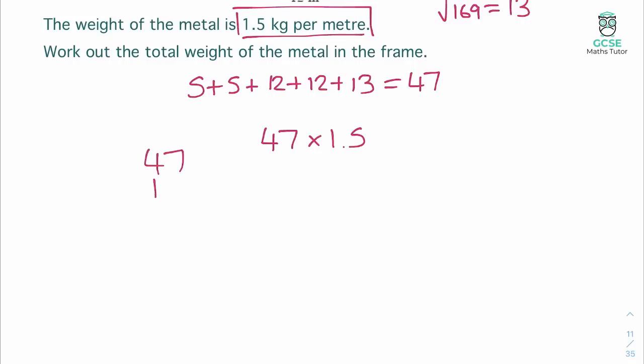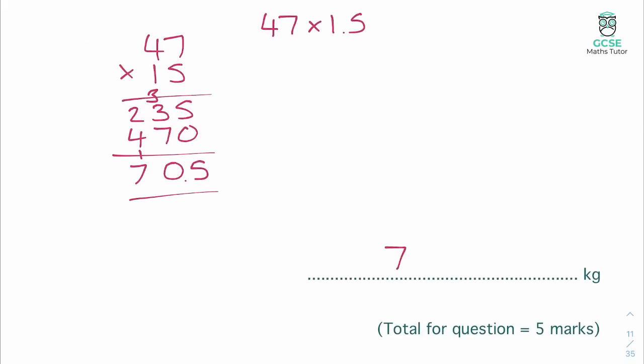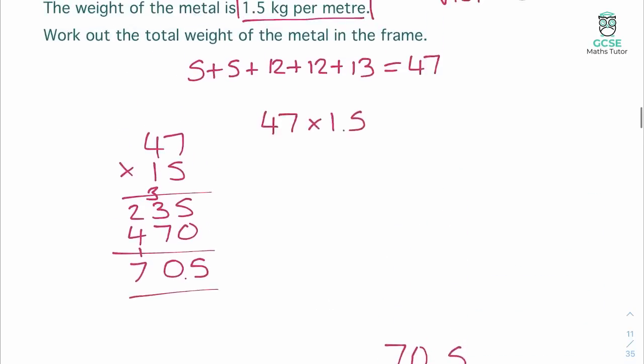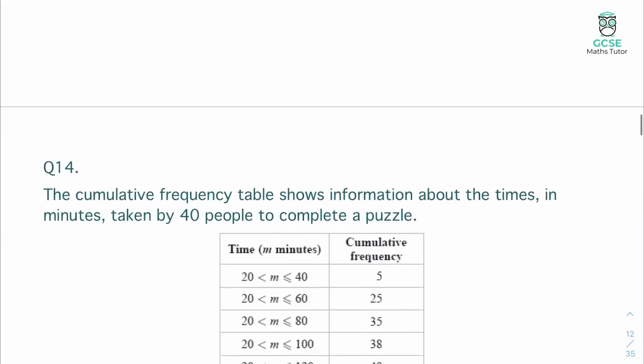So 47 times 15. 5 times 7 is 35, carry the 3. 5 times 4 is 20, add the 3 is 23. Put your placeholder in, 1 times 7, 1 times 4, add it all up. 5, 0, carry the 1, 7. Hop your decimal back in, 70.5. So that's going to be 70.5 kilograms. The kilograms is already on the dotted line, so we just need to write that 70.5. So there we go, a little bit of a different question there. That's a Pythagoras, non-calculator Pythagoras.